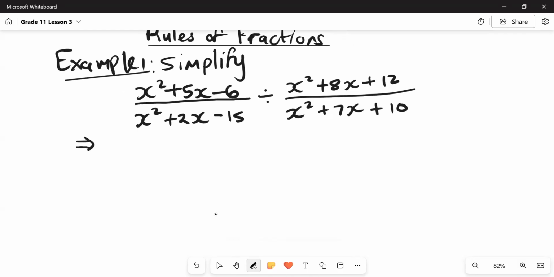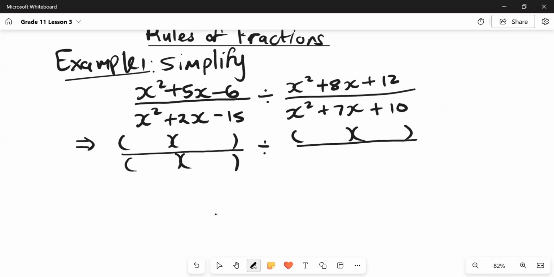That was the reason why I reminded you of factorization. So we have to factorize here, the denominator and the numerator. When we factorize our numerator there, you'll end up with x plus 6 and x minus 1. At this stage, we know how to factorize, right?